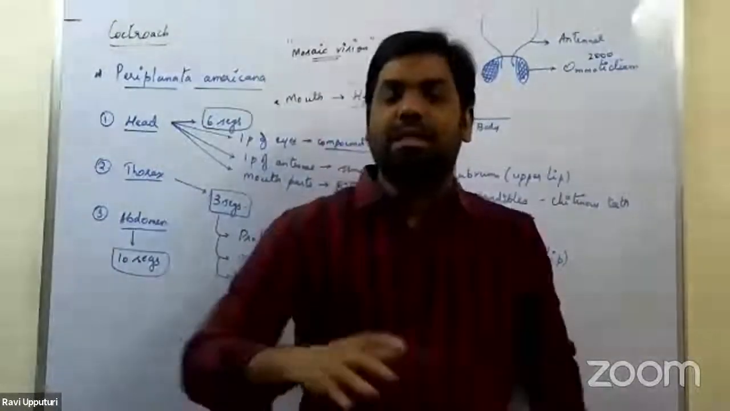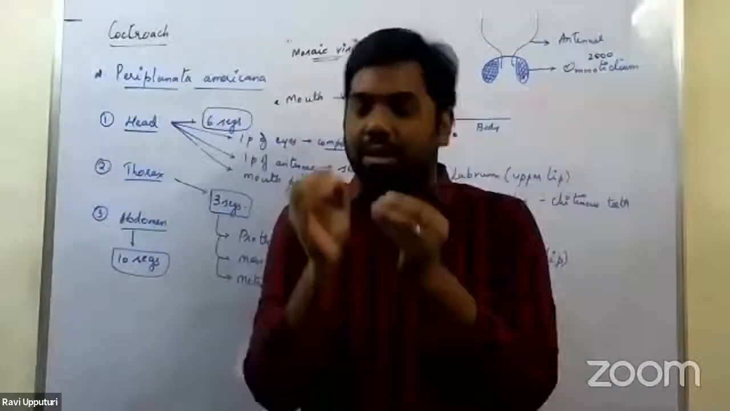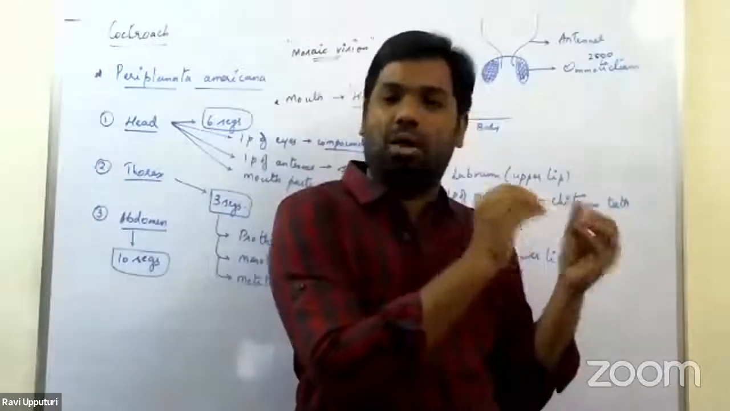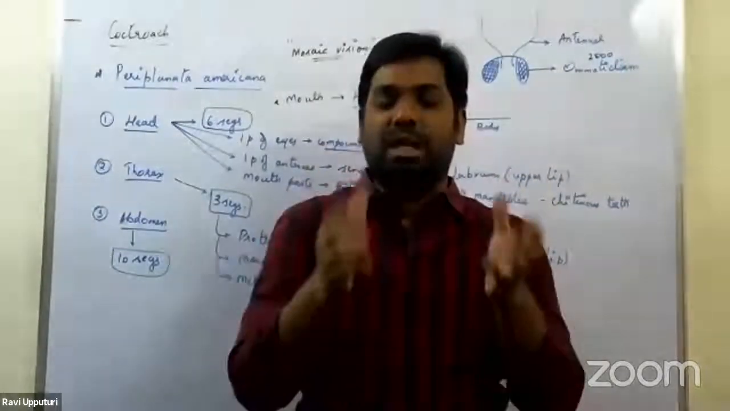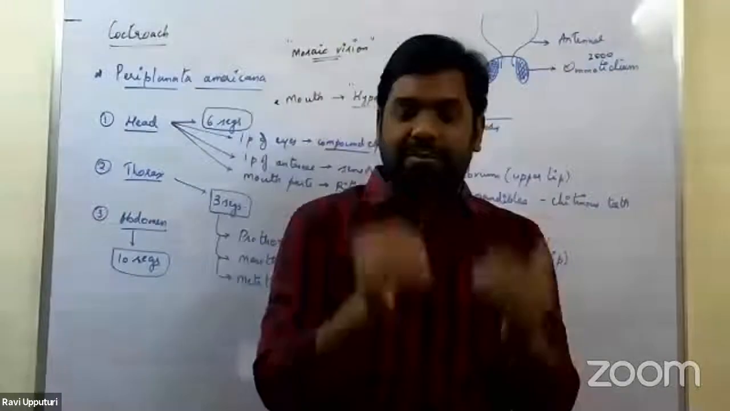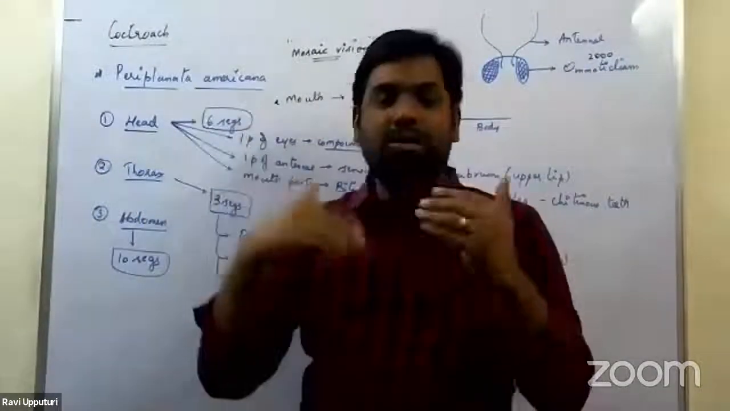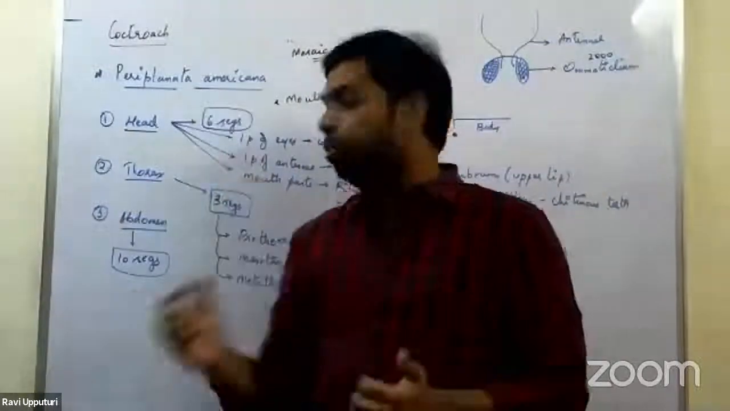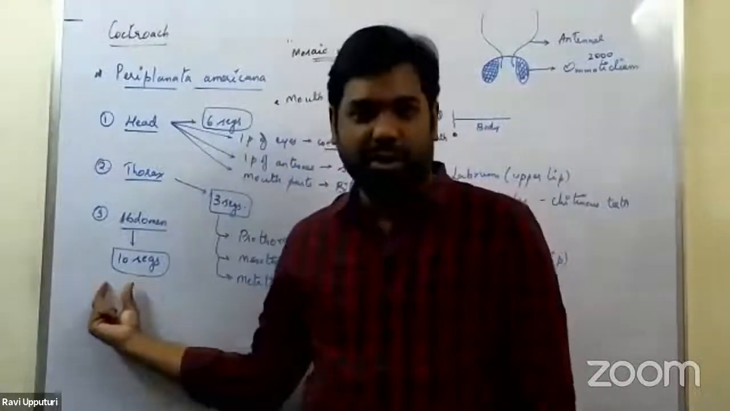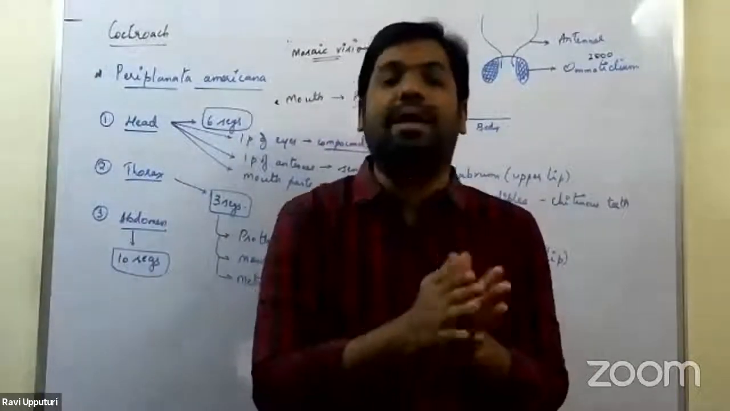If the seventh segment is larger and appears in the form of a boat shape, then we say that the organism is a female. If the seventh segment is smaller, then we call it a male organism. So the major difference between the male and female organism can be mostly observed in the abdominal segment. Now, the abdominal segments are mostly covered by chitinous exoskeleton.